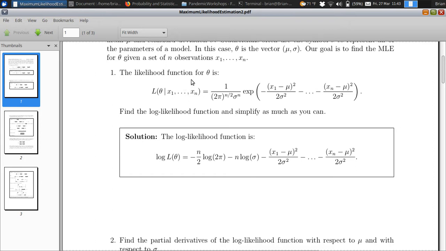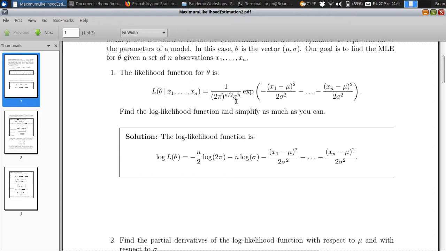We have these n observations, x1 through xn, and these are fixed numbers. And so the likelihood function is this. And we did this example basically last time. The only thing that's different from last time is now we're also treating the sigma as an unknown parameter too.